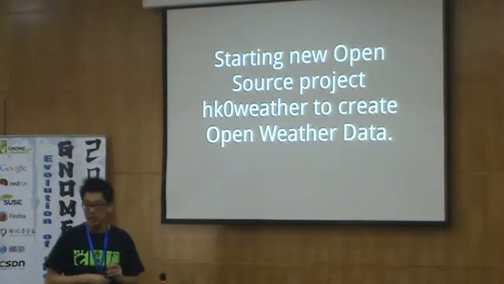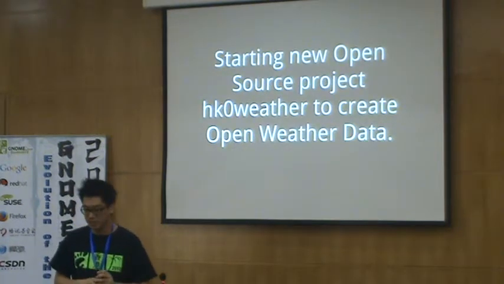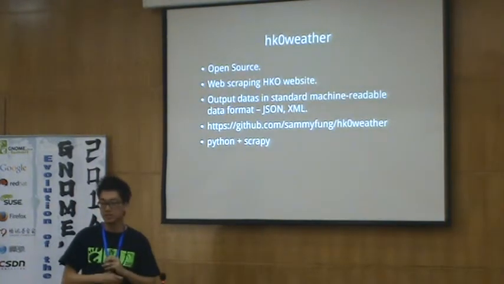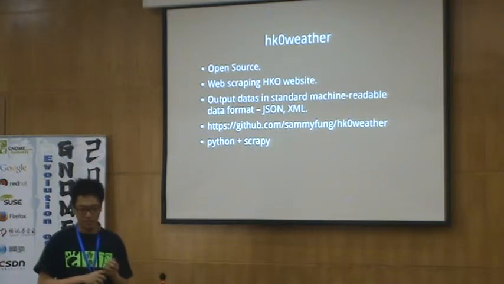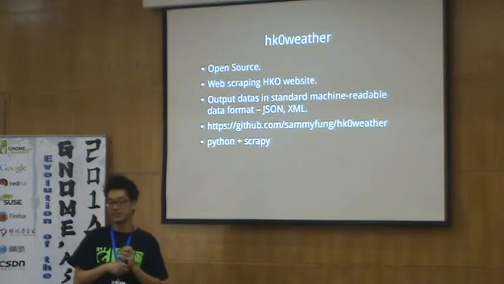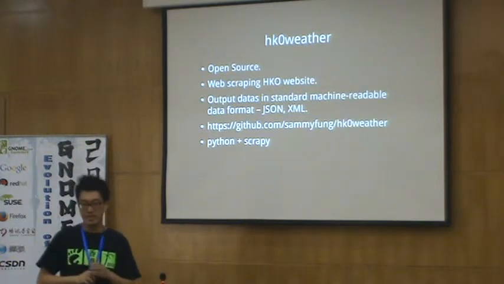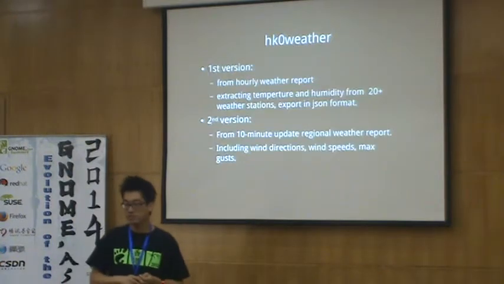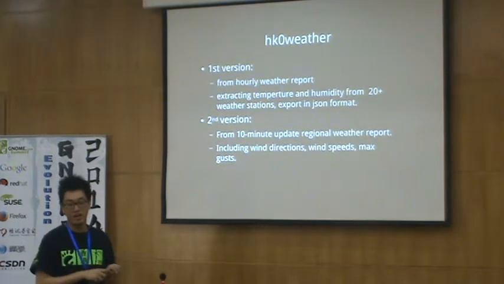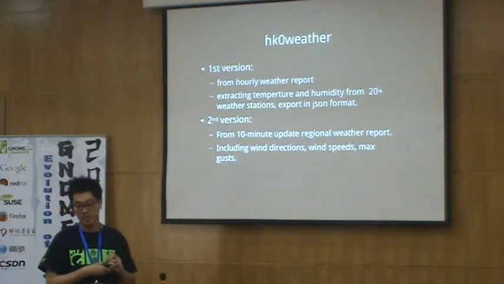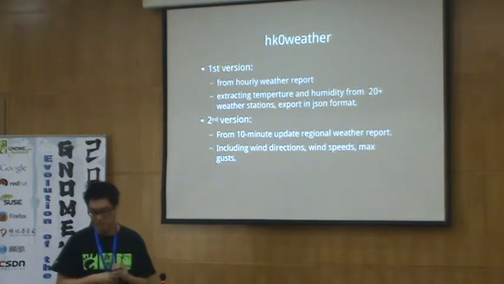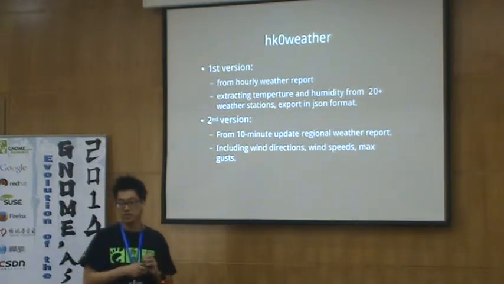So I started a new open source project last year to create open web data by myself. This project is open source, and it is web scraping on websites, and our data is in a standard machine readable data format in JSON and XML. It is available on GitHub as well. So the first dataset that we provide is a weather report, which includes temperature and humidity from over 20 weather stations, exported in JSON format.